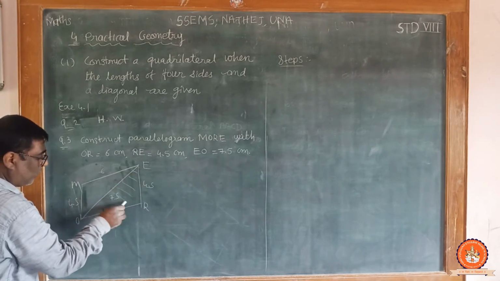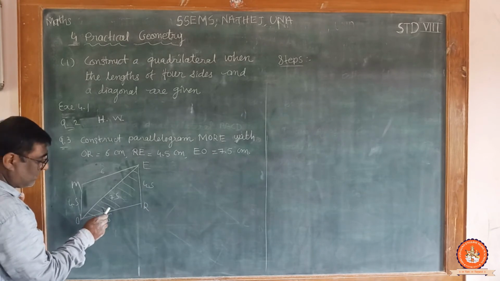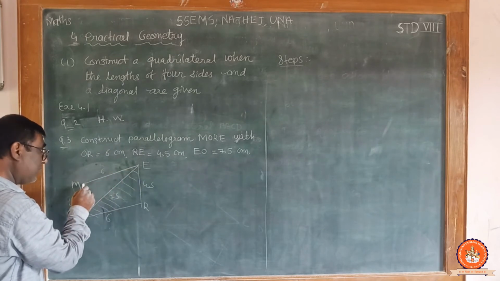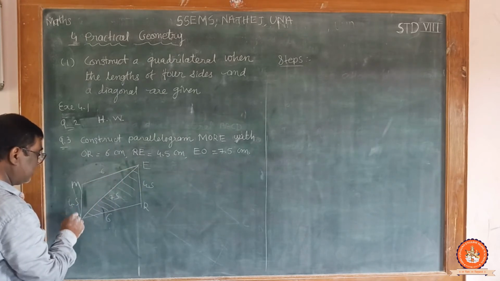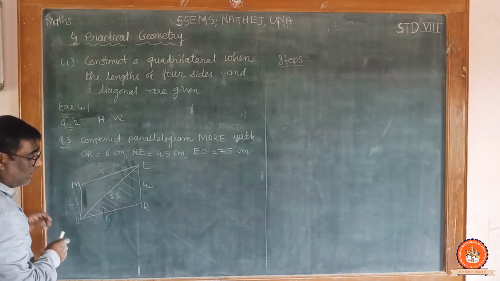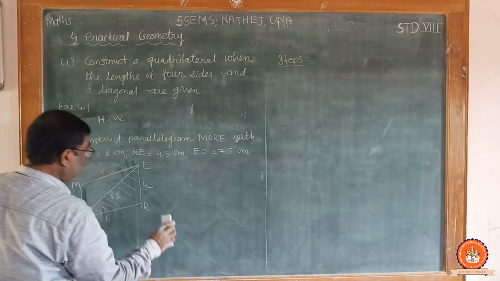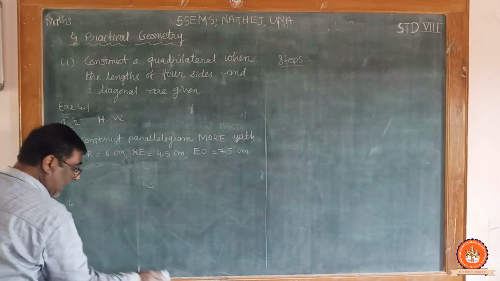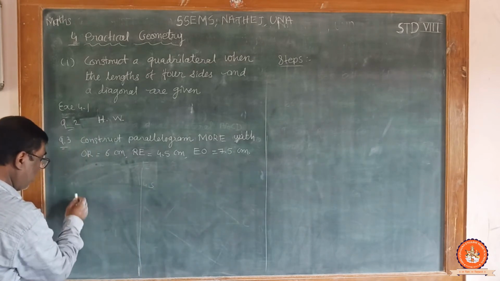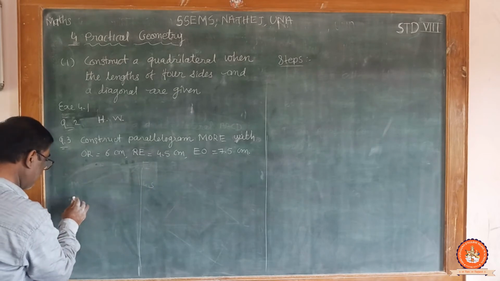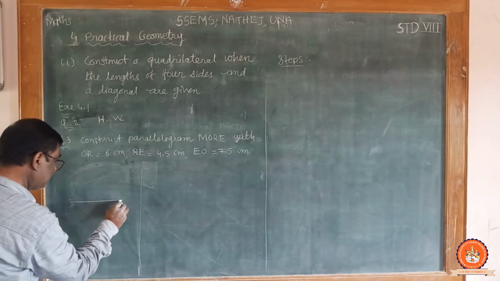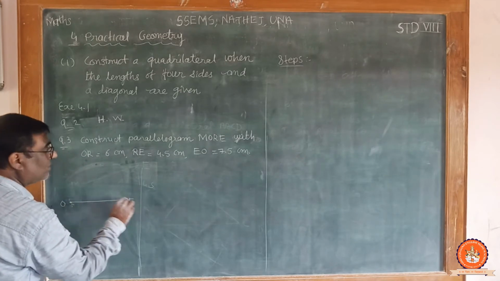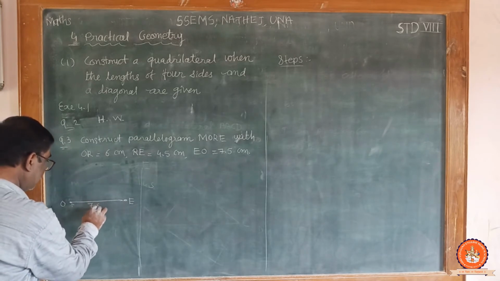So using this, first of all, using SSS criteria, we will construct a triangle ORE. Then M is 6 centimeters away from E, and M is 4.5 centimeters away from O. So using SSS criteria, we'll draw the triangle ORE. But my friend, we will start with a diagonal. OE is the diagonal, or EO diagonal.